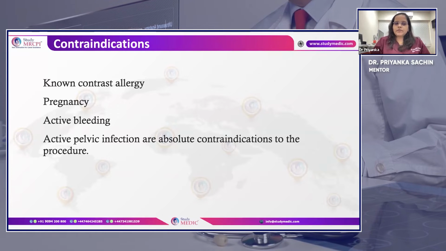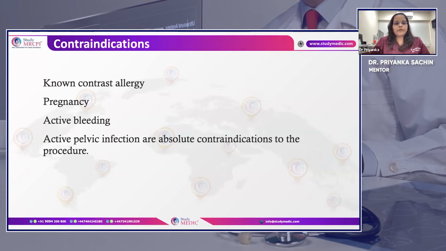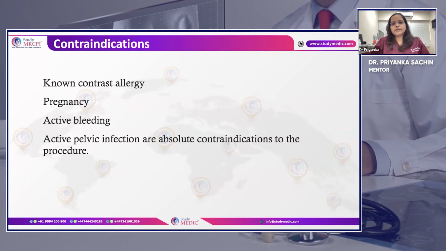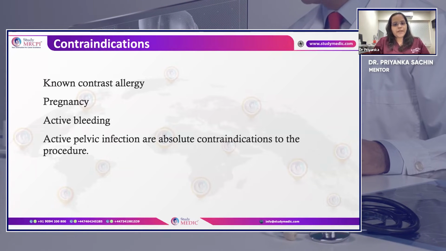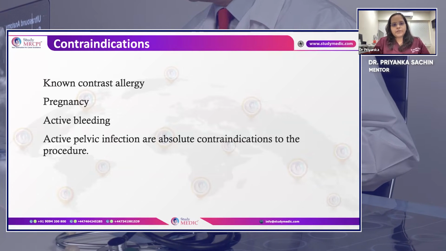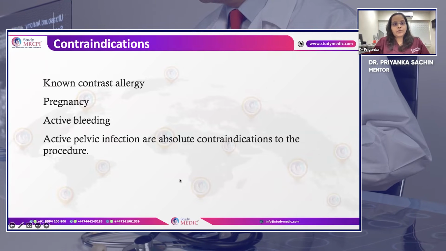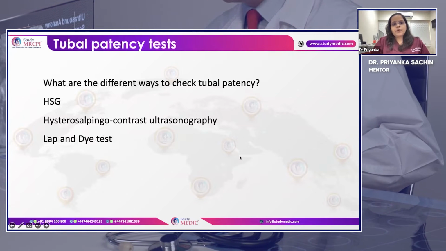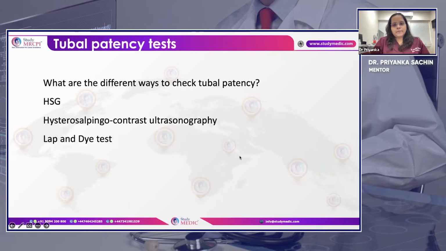Also, in a case of active bleeding it is not performed, and especially in cases of acute pelvic infection or acute PID, these are absolute contraindications where an HSG is contraindicated. So what are the different ways of checking tubal patency?